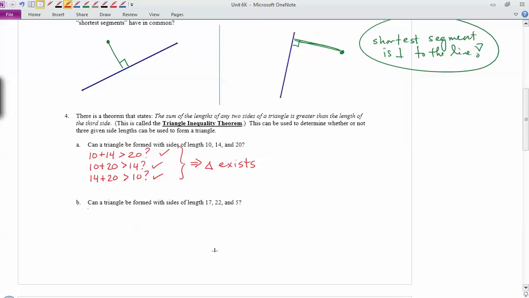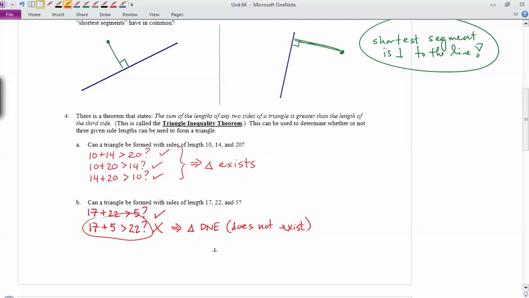In the next one, if I try it, we'll try 17 plus 22. Is that bigger than 5? And yes, 17 plus 22 is definitely bigger than 5. Let me try 17 plus 5. Is that bigger than 22? And no, it's equal to 22. So because of this one, we can say, therefore, the triangle does not exist. D and E, by the way, does not exist. Okay. You could keep going, but once you find one thing that doesn't work, then the whole triangle can't exist.